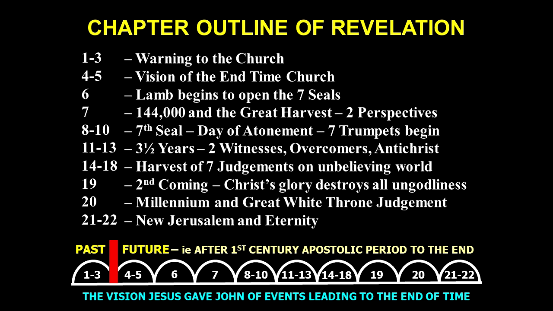So we have chapters 1 to 3, the past, and then from chapters 4 to 22, we have the future. From the end of the 1st century until the end of time. This is the vision that Jesus gave to John concerning the events leading up to the end of time. If we want to understand the book of Revelation, understand the chapter divisions.